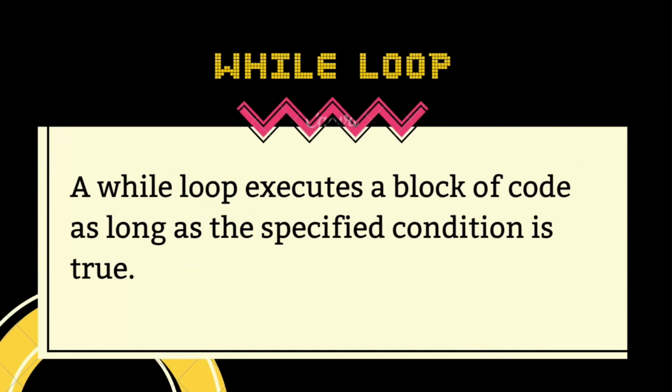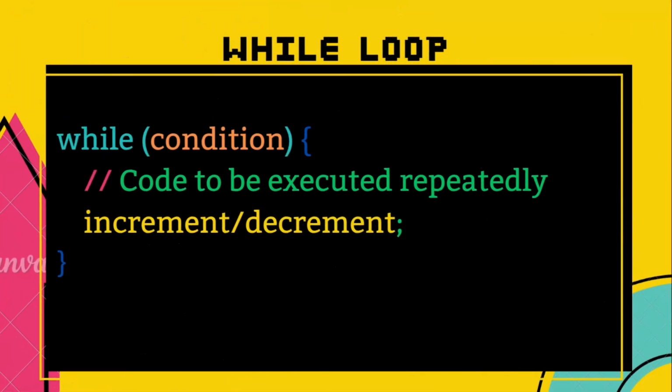A while loop executes a block of code as long as the specified condition is true. In a while loop, the condition is checked before the execution of the loop's block of statements. If the condition is false initially, the block of statements will not be executed at all. This is the syntax: while inside parentheses condition, then inside curly braces, code to be executed repeatedly.